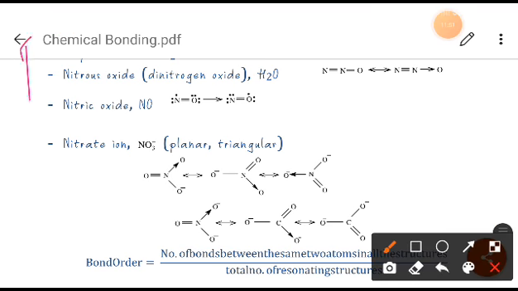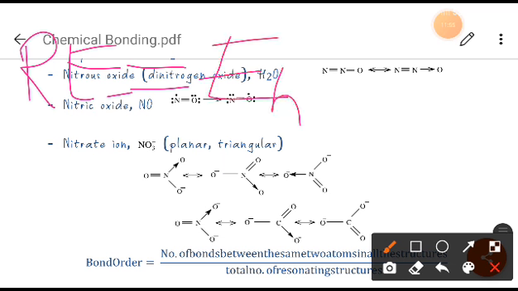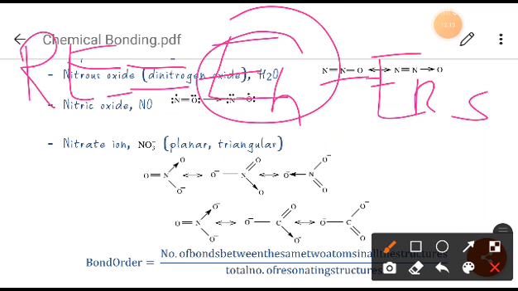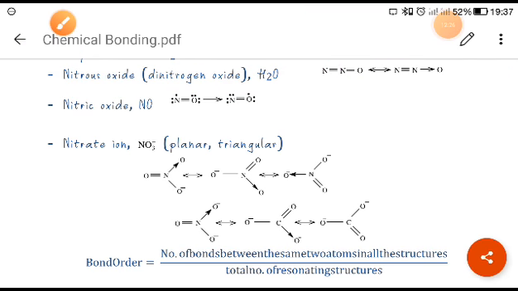What we can write, resonance energy will be equal to the energy of the hybrid minus the energy of the resonating structure, right? How can we say that? It is the difference in energy between the actual and the calculated energy of the resonance hybrid and the most stable of the contributing structures. So this is called what? Resonance energy.